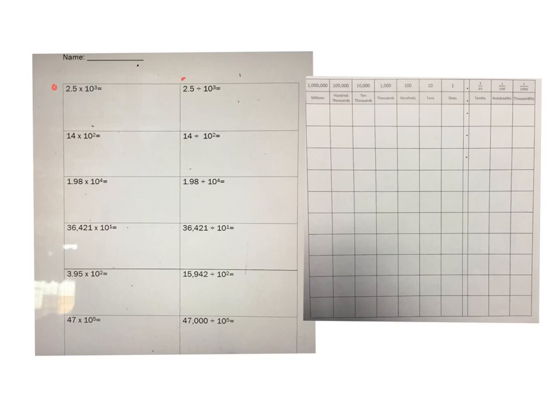So 2 5/10 times 10 to the third power and 2 5/10 divided by 10 to the third power. So the first step is to go ahead and rewrite the equation without that base 10 exponent in there. You can look at your base 10 chart from yesterday. You can look at the place value chart on the whiteboard, and you can find the equivalent in standard form. I know 10 to the third power is going to have 3 zeros. Oops, not equals. I'll go ahead and erase that. So 2 5/10 times 1,000.